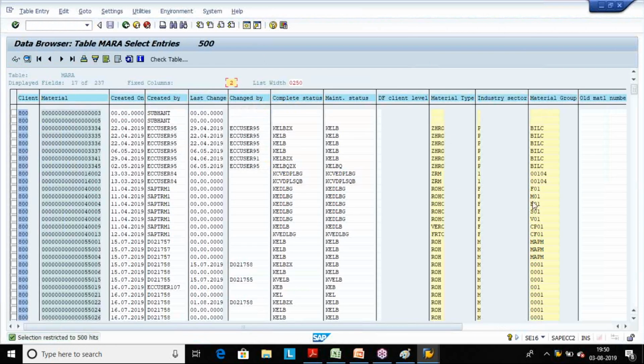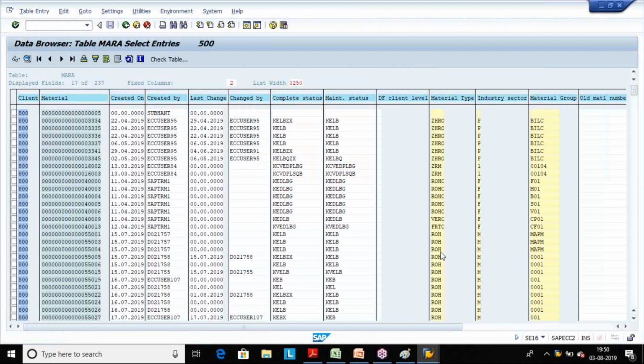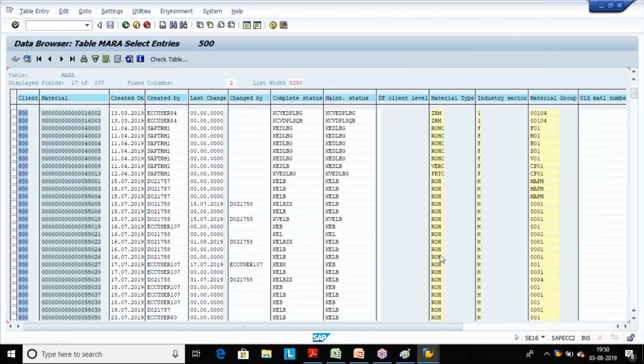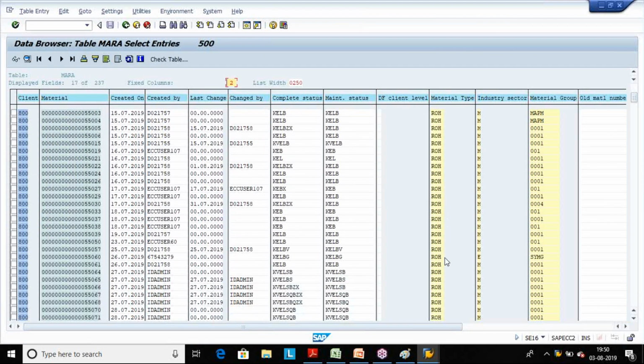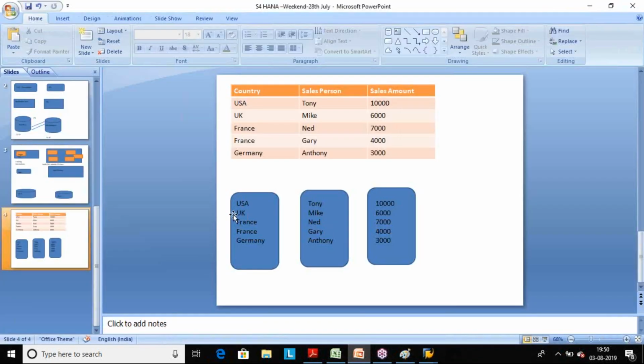Okay, so this is your material type, attributes of material type. You can see how many times this ROH, raw material, is there, how many times this FERT is there. If the same information is repeated multiple times, the system is going to read the same thing multiple times. So we are going to change the architecture also. Instead of that, we are going to define the position. That means this France is there in position 3 and in position 4.